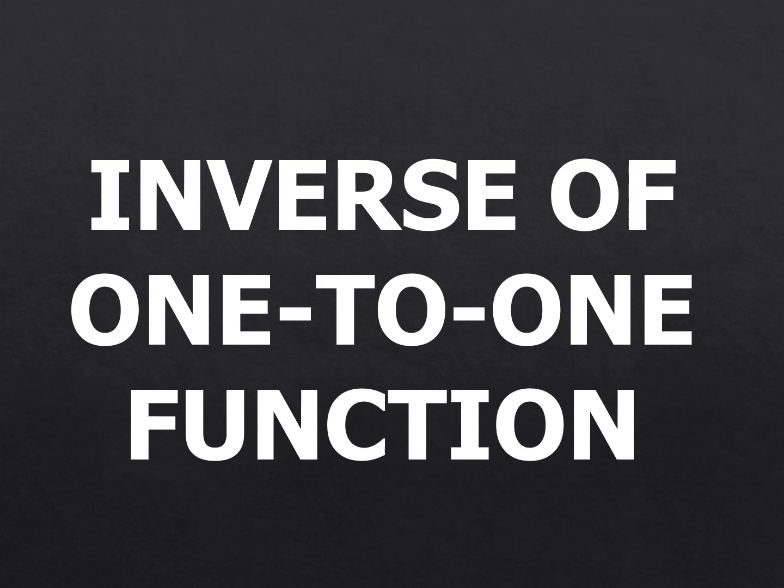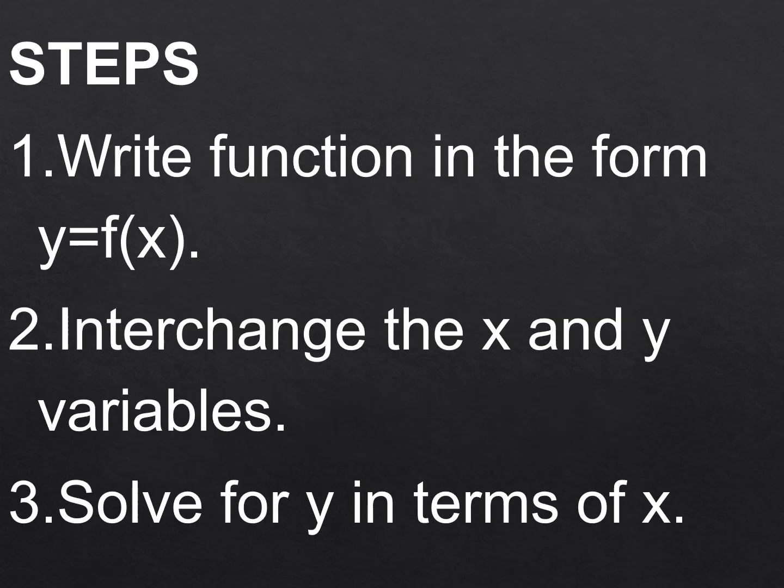Now, since you already learned how to determine if the given situation, tabular form, or graph represents a one-to-one function or not, the next topic that we need to discuss is the inverse of a one-to-one function. May inverse lang ang given function if this is a one-to-one function. The steps are, first, write function in the form y equals f of x. Second, interchange the x and y variables. And the third one will be solve for y in terms of x.